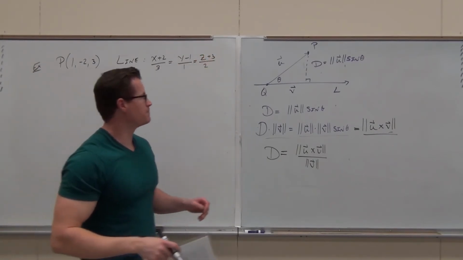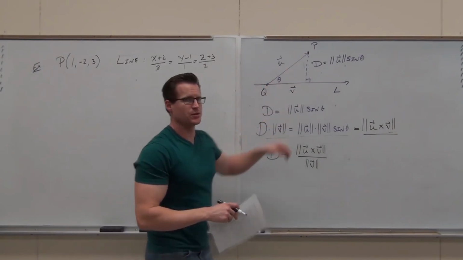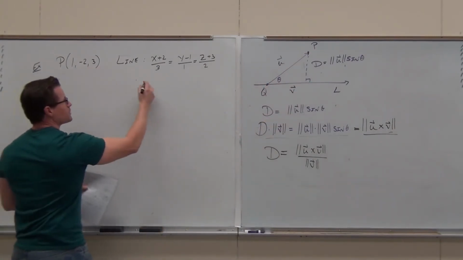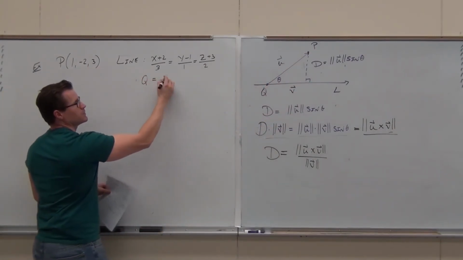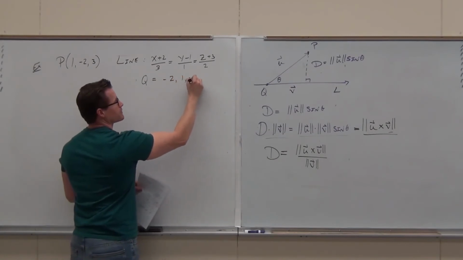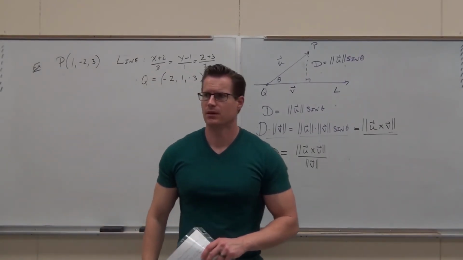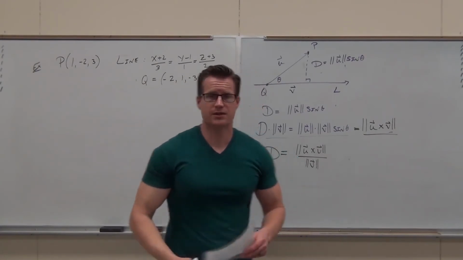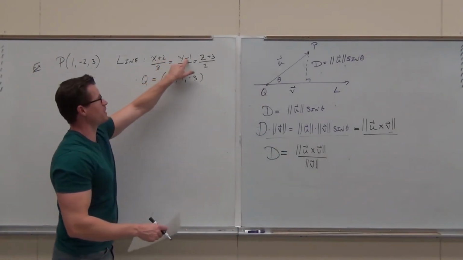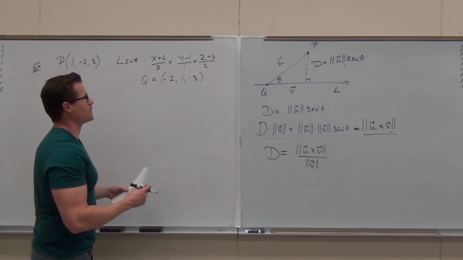Here's the things we need. We need a vector from P to Q. We need a vector from the line to this point. This point Q would be -2, 1, -3. I know I'm moving fast, but can you follow me on the point from that line? It's pretty easy to find a point on a line. With symmetric form, it's just negative, positive, negative. We get 2, 1, 3.